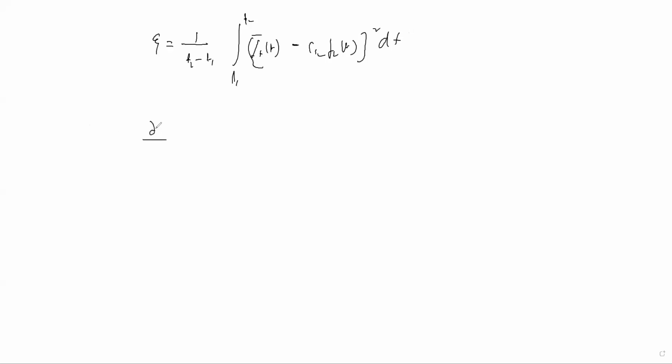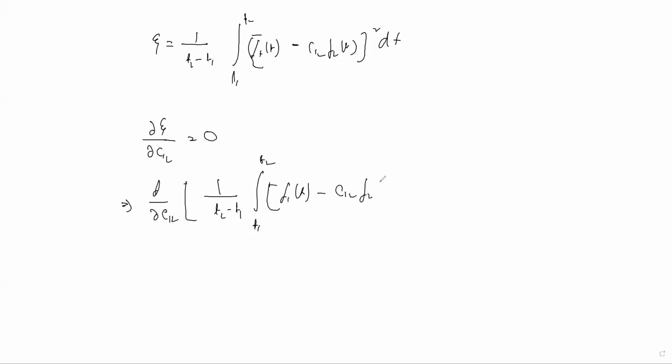You should satisfy the condition that dou epsilon by dou C12 equals 0. So we have to differentiate to find the value of C12 from here. We take 1 by T2 minus T1, integration T1 to T2, and you break the square term. First of all, you write (f1(t) minus C12 f2(t)) whole square dt.